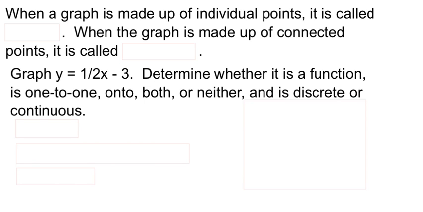Now, one other idea they're going to throw at us is the idea of what kind of graph we're looking at. If we have a graph that's made of just individual points, they're not connected in any way, they're just dot, dot, dot, dot, dot, then that kind of graph has a special name. It's called a discrete graph. That's when it's just a series of dots that are not connected in any way. If we connect the points, if our graph is a connected graph, then it's called a continuous graph or a continuous function.